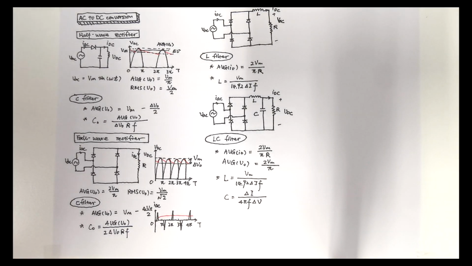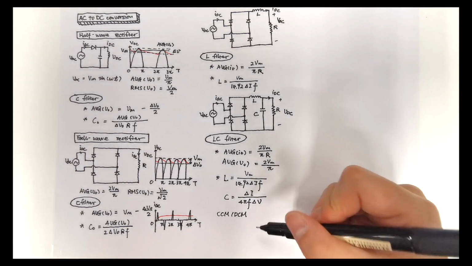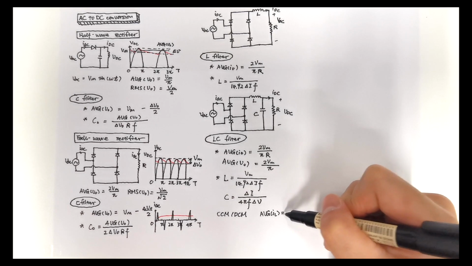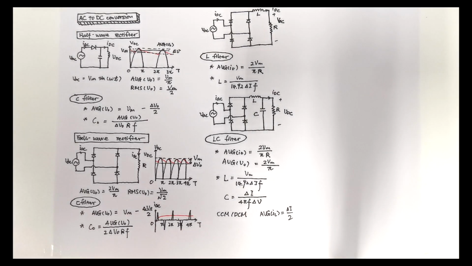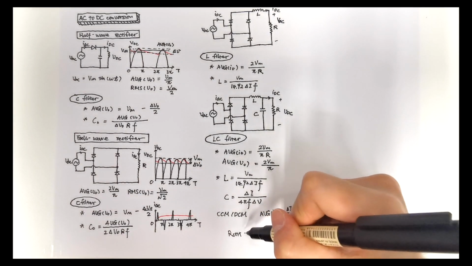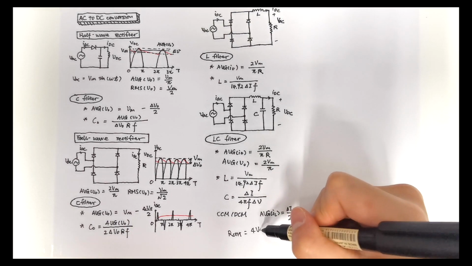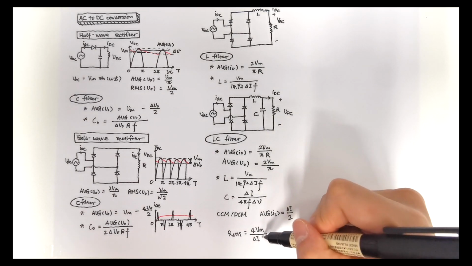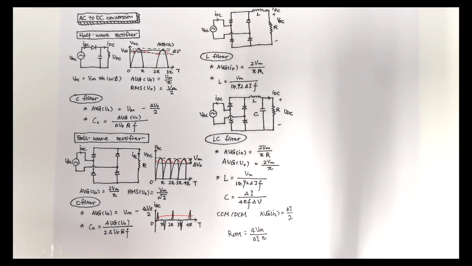Every application involving an inductor will meet the CCM and DCM conditions. The boundary is when our average inductor current is equal to delta I divided by 2. So the critical resistance can be calculated as 4 Vm divided by delta I times pi. If the load is larger than this value, the rectifier works in DCM. In DCM, the average output voltage and current are different. You can use simulation to find out this.